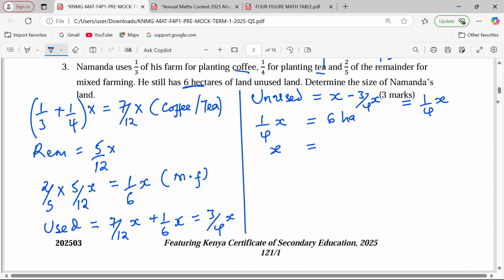If a quarter of x equals 6, then what about x, the whole? It shall be 6 divided by a quarter. Dividing by a quarter means multiplying by 4 over 1 that way. This is x over 4 equals 6. What about x itself? This is going to be 24 acres of land. That is Namanda's land, the whole of it. So that is the size of Namanda's land.